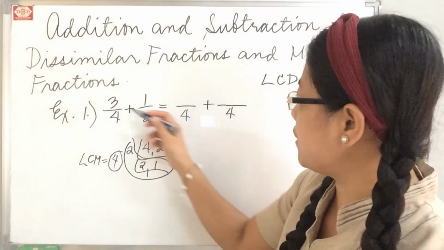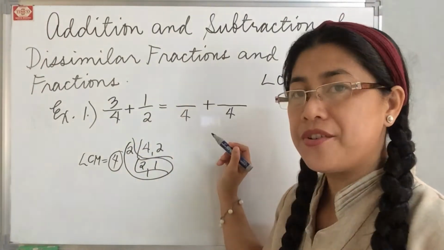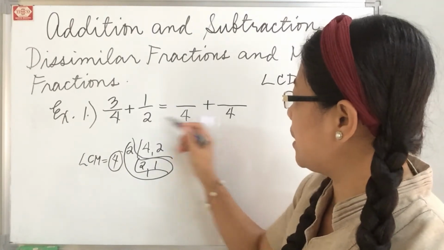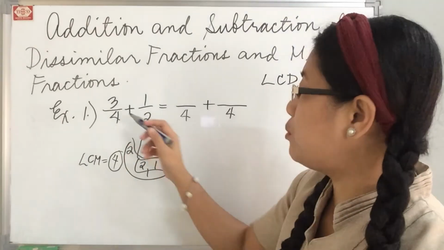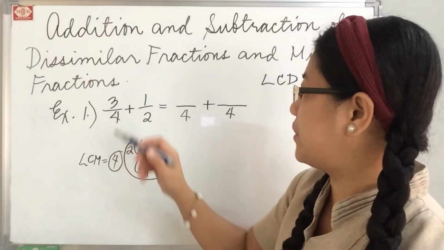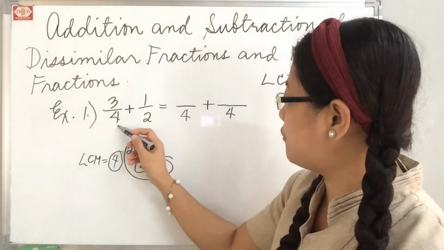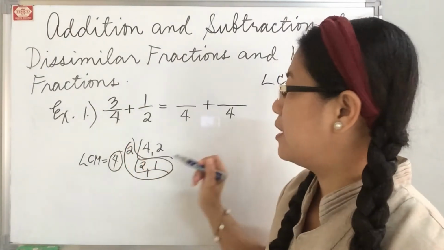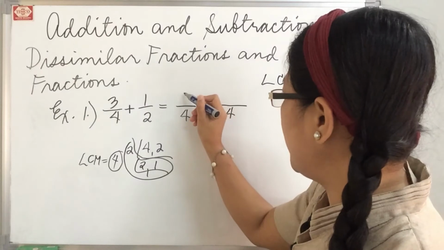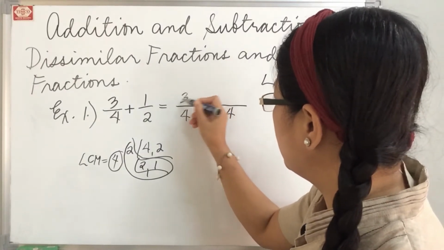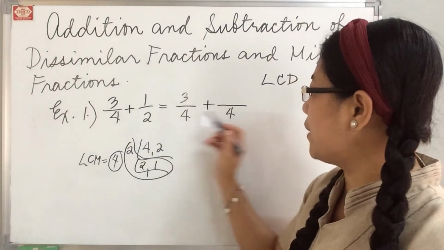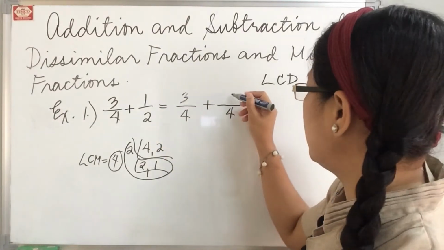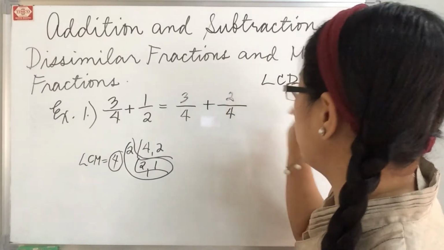Now, let's change 3/4 and 1/2 into similar fractions. So, first is divide the LCD by the denominator, and then multiply the quotient by the numerator. Okay, so 4 divided by 4, that is equal to 1. And 1 times 3 is equal to 3. So, write 3 here. And then 4 divided by 2 equals 2. And 2 times 1, that is 2.